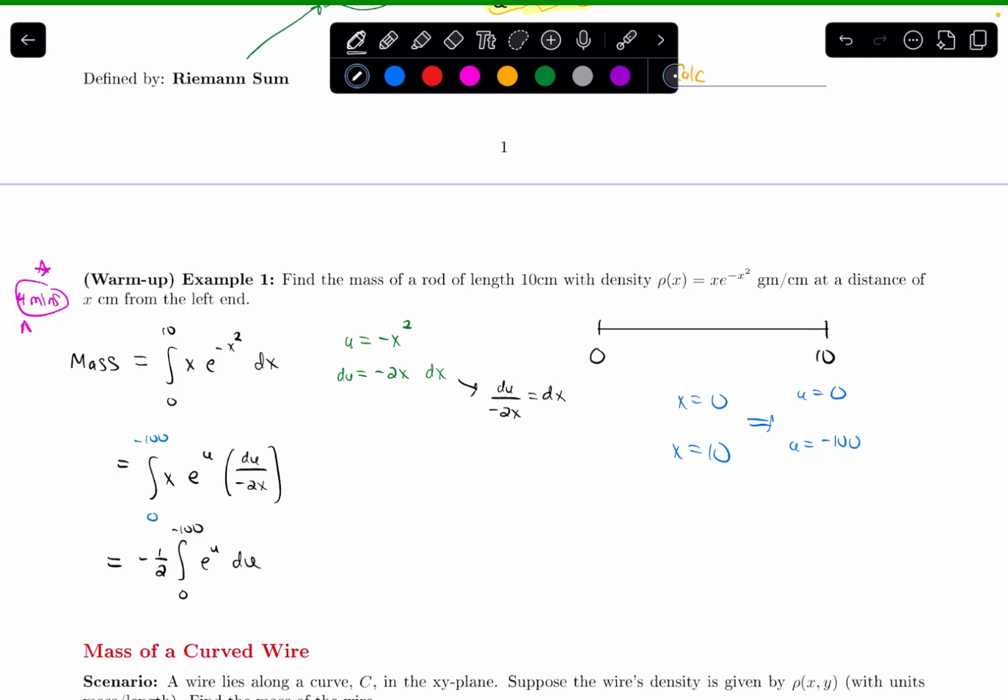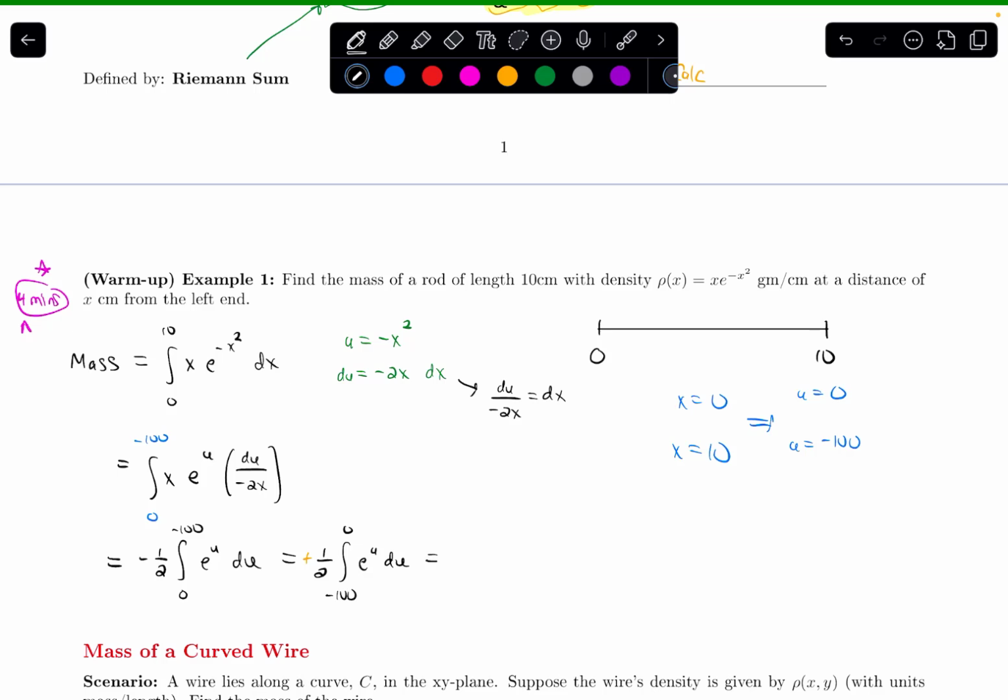One slight simplification I'm going to make, which is optional, is sometimes I notice that the number on top is smaller than the number on bottom, and I just stylistically like it better if the number on top is bigger. So I can switch the order of the integral and put the negative 100 at the bottom and 0 at the top. And what that does is it switches the sign of the whole thing. So I'll get positive 1/2 e to the u du. And again, if you didn't want to do that, you don't have to. It's just a stylistic preference. You'll get the same thing either way.